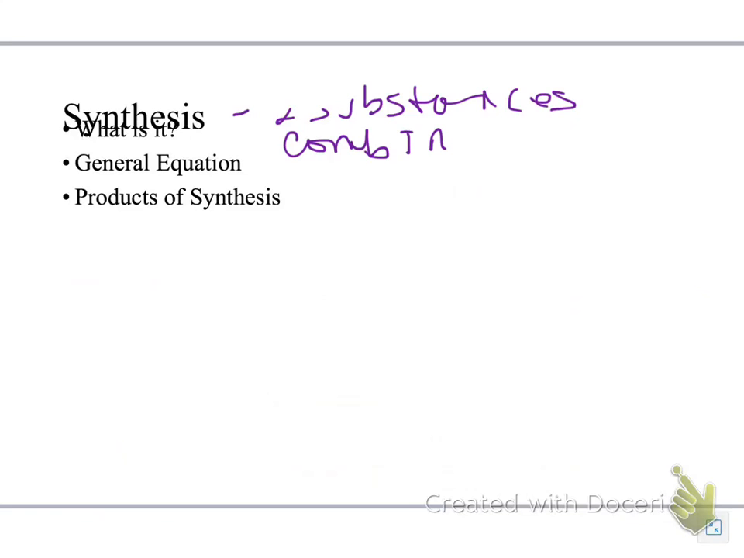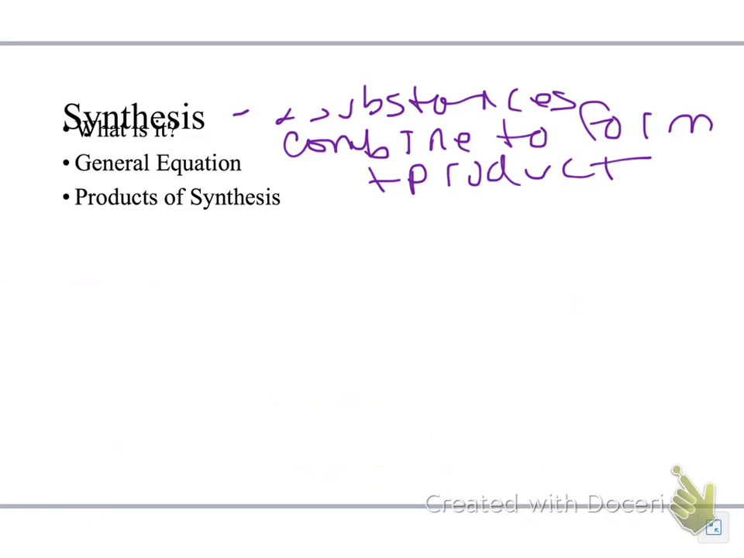All right, so synthesis is when I have two substances, right? And they combine to form one product. Or sometimes I can have 3 substances that combine to form one product. The general equation is I have some substance A plus some substance B, and they chemically combine together.